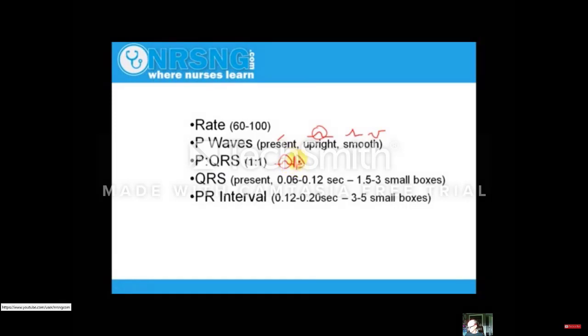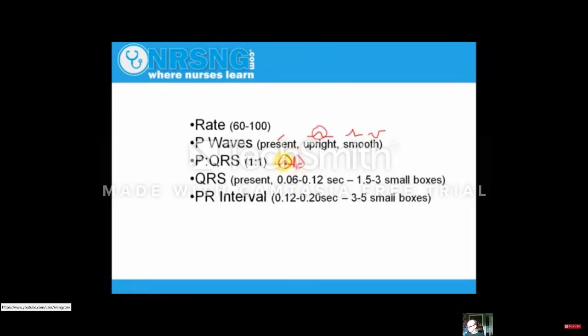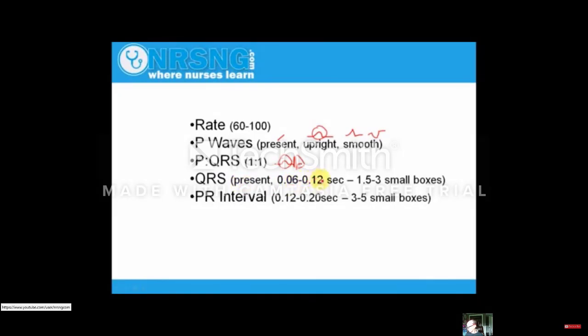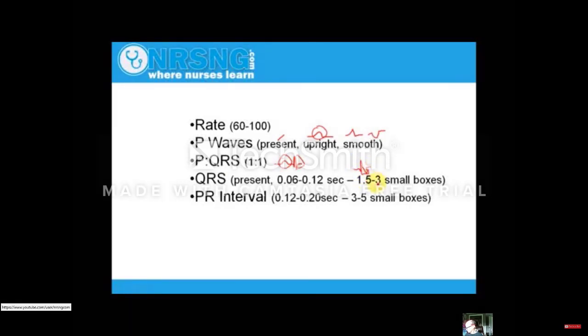And next we're going to look at our QRS. Do we have QRS complexes? And are they less than 0.12 seconds? So are they about 1.5 to 3 small boxes? Okay, so here's our QRS. Is this area here 1.5 to 3 small boxes? If it's wider than that, then there's an issue, okay? And we'll need to investigate that further to determine what that may be.